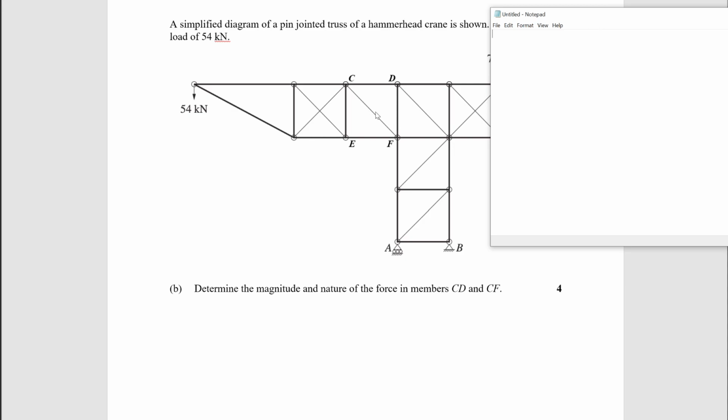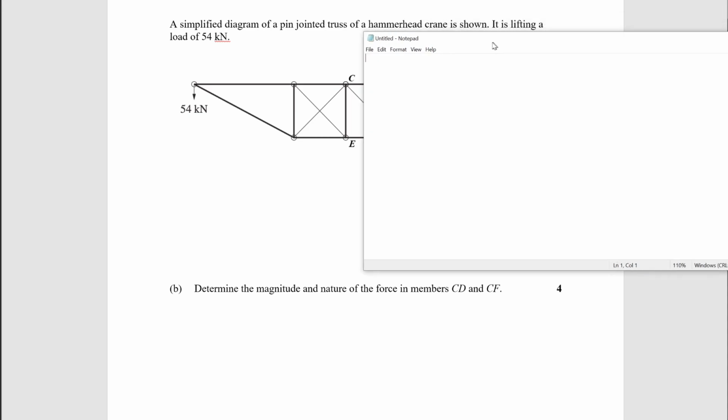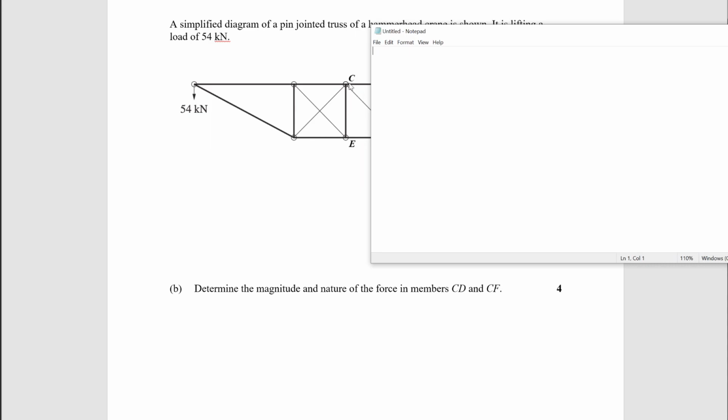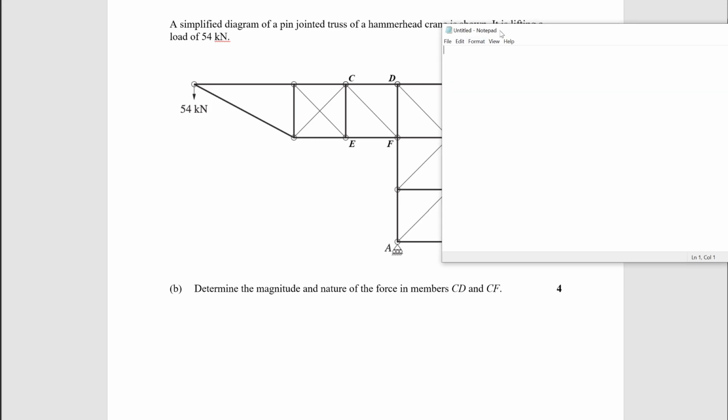So we're going to take moments about F, and how many forces do we have here? Well, we have CF and EF, and they're both going to multiply by 0 because they're passing through our point of F, so we don't need to worry about them. We have CD that is 1 unit away, and we have 54, which is 4 units away from F. So it's 1, 2, 3, 4 units away from F. So our answer is going to look like 0 equals 0 plus 0. That's for our CF and EF.